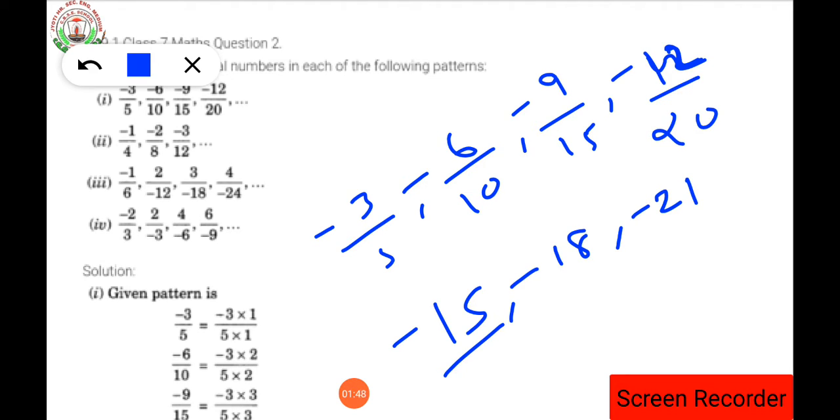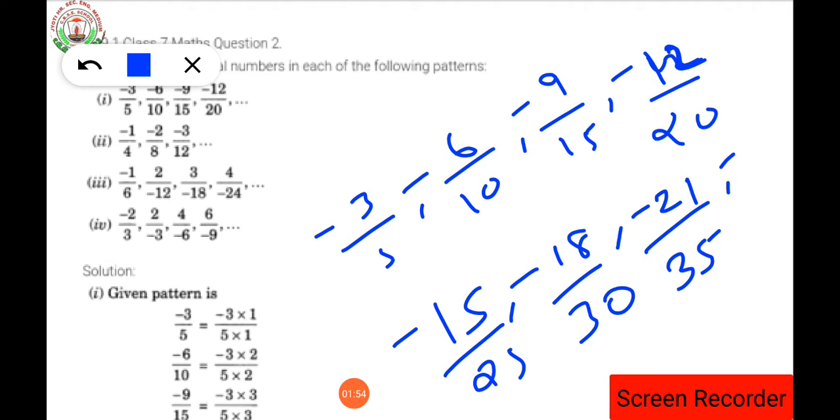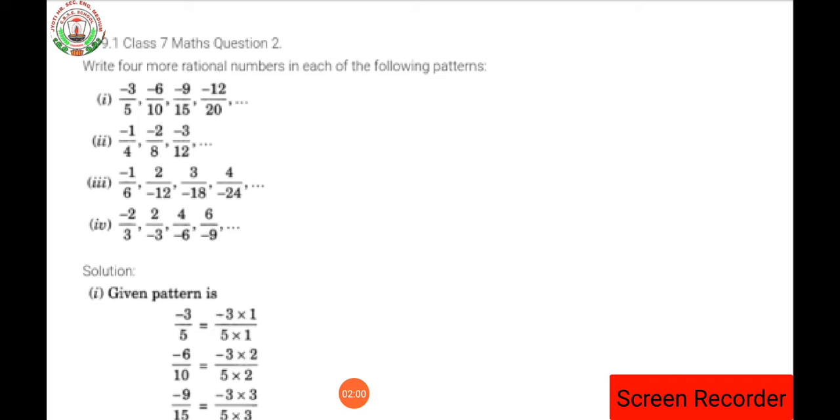So what will be the denominator after 20? That will be 25, 30, then 35. Like this it will be. Then the next will be minus 24 upon 40. So this is the answer. So dear students, for this you have to look at the pattern in order to understand. Whatever trick is used in the first pattern, it is not necessary that the same trick will be used for the second pattern.